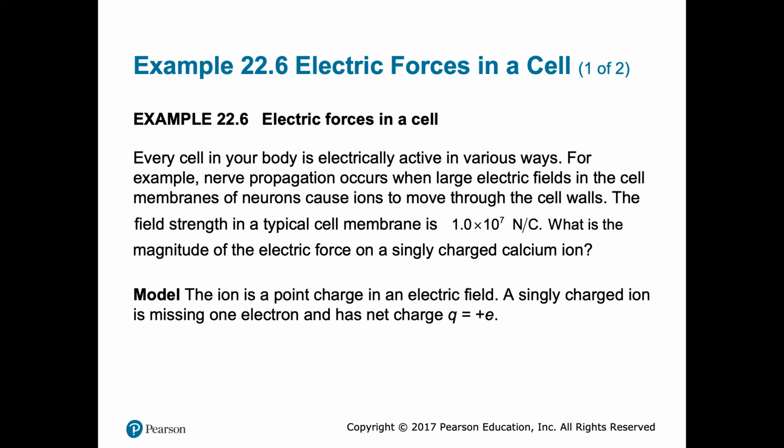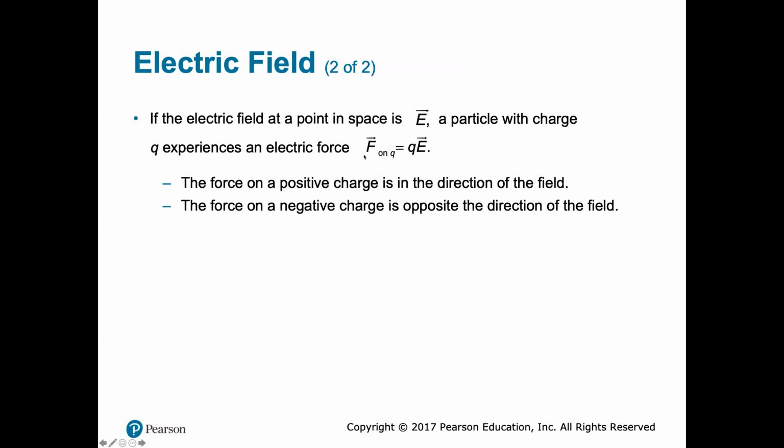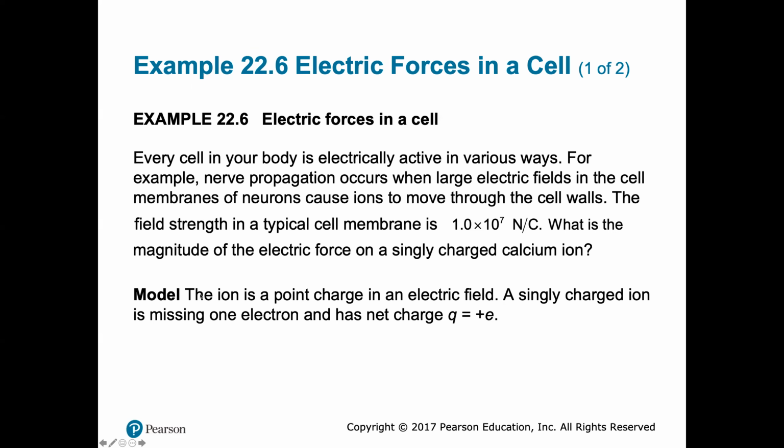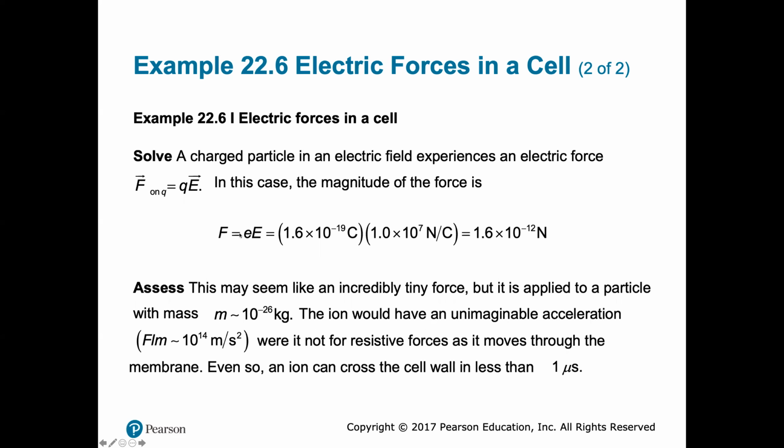That's easy. We know the field, we want to calculate the force, and we need to know the charge because force equals the charge times field. So the ion is a point charge in an electric field. A singly charged ion is missing 1 electron, and has net charge of Q equals e. Then we know Q times field equals force. So that's easy. F equals charge times field. You just take all the numbers and you get the force. So the force is this number.